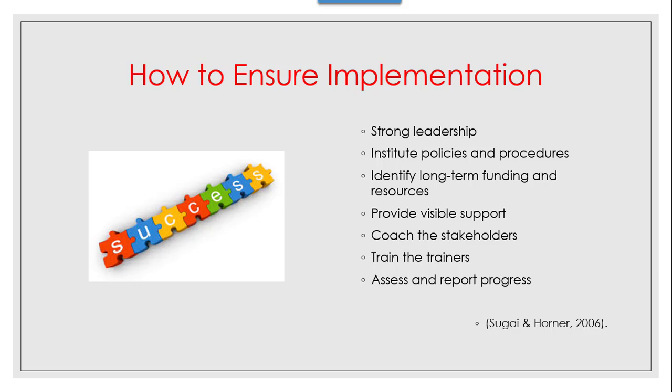You're going to have policies and procedures that make it easy and straightforward. You're going to have to figure out if you're going to need funding and where that funding is going to come from. People need to know who can help them out with this intervention. You need to work with all of the folks who are going to be involved now and in the future. You got to make sure you train the people who are going to be training others. And you have to provide data. People will continue doing something if they see it makes a difference.